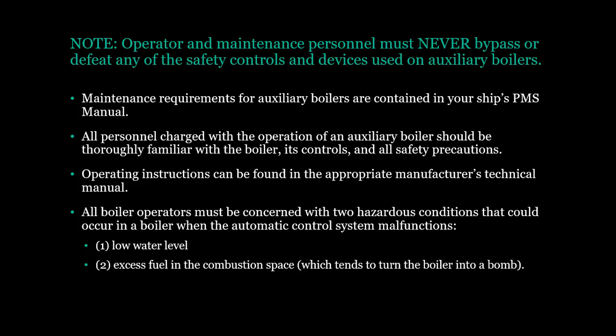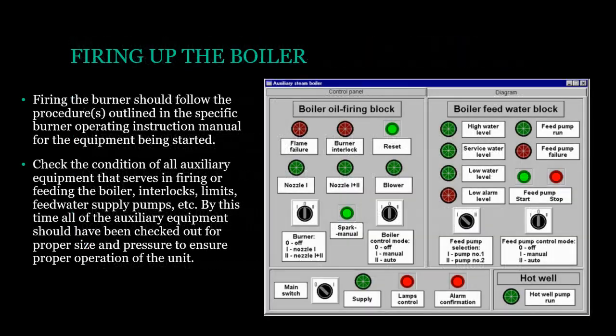All boiler operators must be concerned with 2 hazardous conditions that could occur in a boiler when the automatic control system malfunctions. 1. Low water level. 2. Firing the burner should follow the procedure outlined in the specific burner operating instruction manual for the equipment being started. Check the condition of all auxiliary equipment that serves in firing or feeding the boiler, interlocks, limits, feed water supply pumps, etc. By this time all of the auxiliary equipment should have been checked out for proper size and pressure to ensure proper operation of the unit.